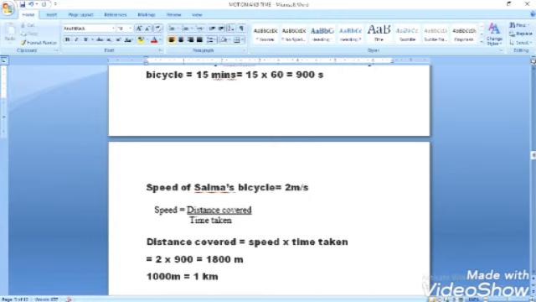Second. The speed of Selma's bicycle is 2 meters per second. So speed is equal to distance covered by time. So distance is equal to what? Speed into time. Okay, so 2 into 900. So 1800 meter.